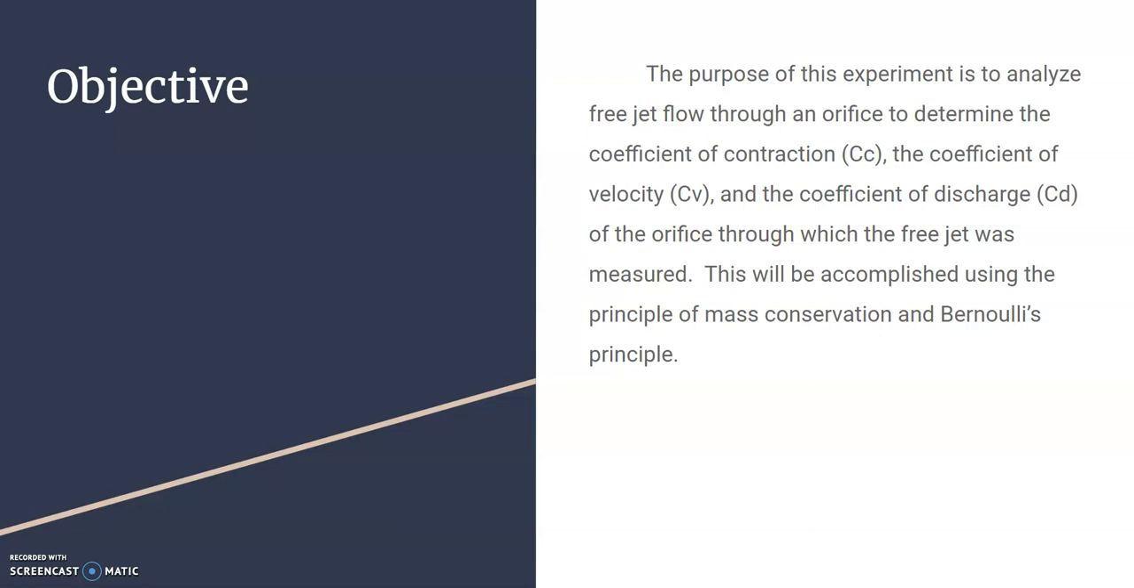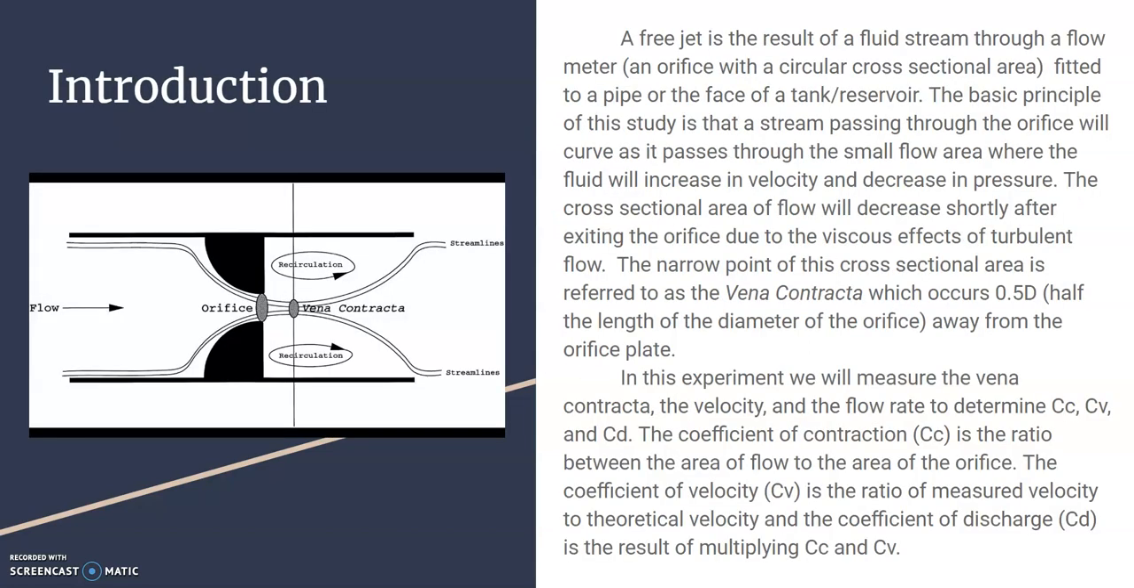The purpose of this experiment is to analyze free jet flow through an orifice to determine the coefficient of contraction, the coefficient of velocity, and the coefficient of discharge as measured on the orifice through which the free jet was taken. This will be accomplished using two principles, Bernoulli's equation and the conservation of mass.